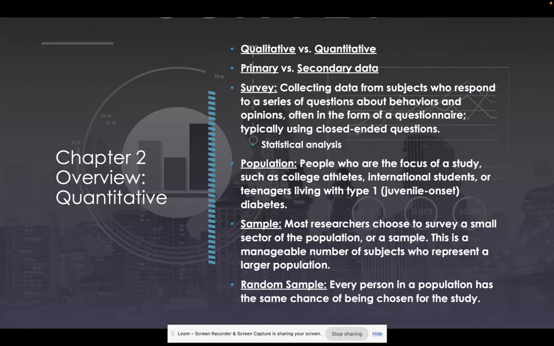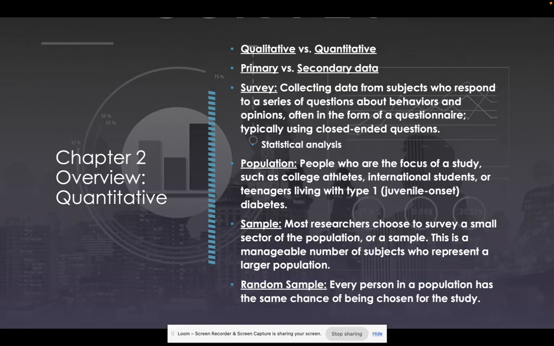Population are the people that are the focus of a study. For example, you could want a population of college athletes, of international students, or teenagers living with type 1 diabetes. Your population would be every single person who would be a part of that particular category of people. However, that can be really overwhelming.